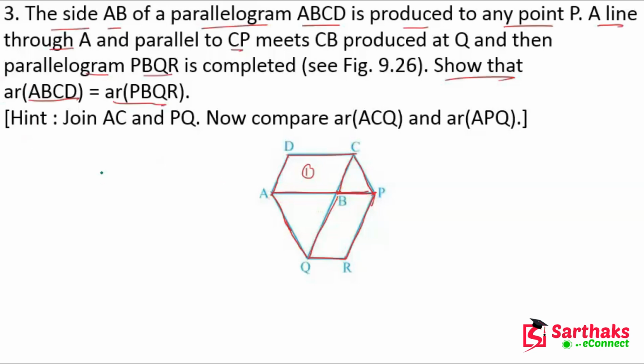So here is a hint. Join AC like this, and PQ, means like this. And now compare the area of triangle ACQ, means this triangle, and the area of triangle APQ. I hope you get this point. Yes, so now let's start.